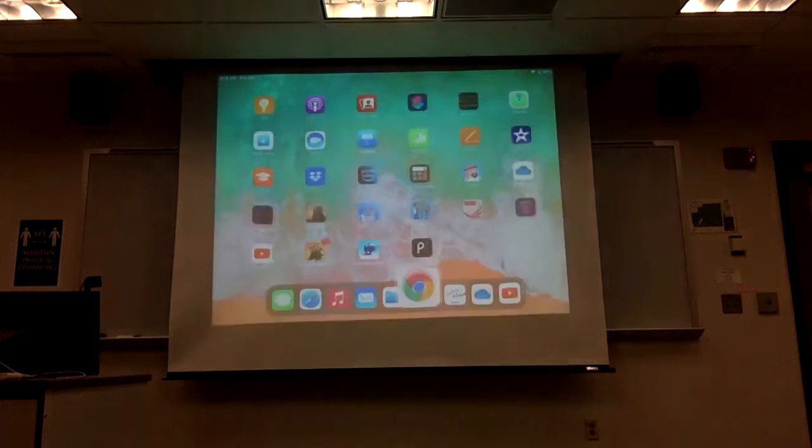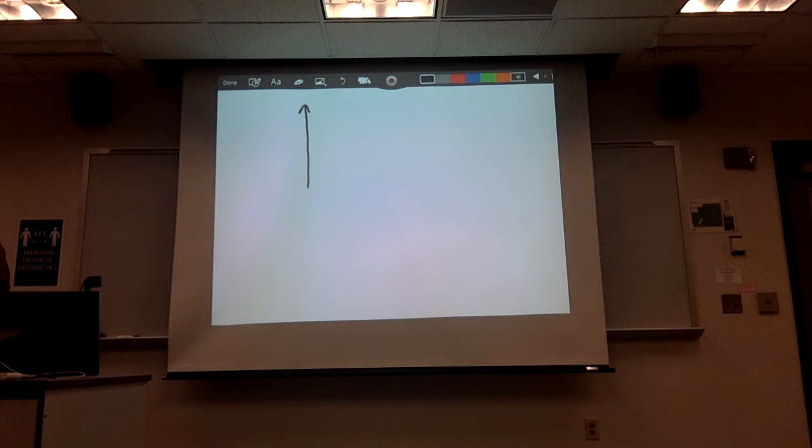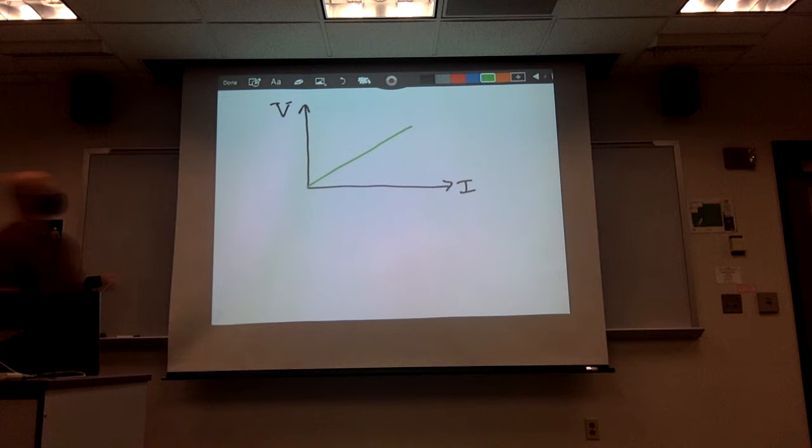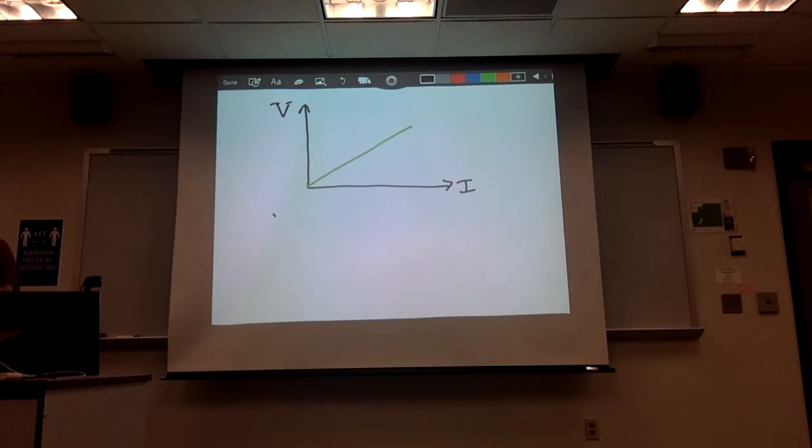So Ohm's law says that if I plot the potential I measure versus the current, we find that these two are directly, linearly related to each other. If I increase the potential, I increase the current linearly. So the potential is equal to the current times the slope of this line, where the slope of this line is what we call the resistance. This is the resistance of the resistor.